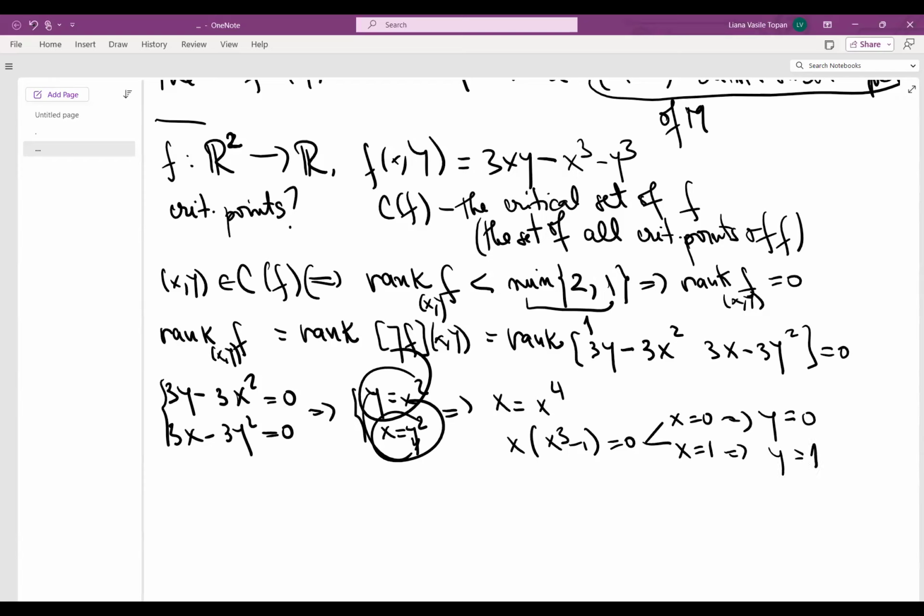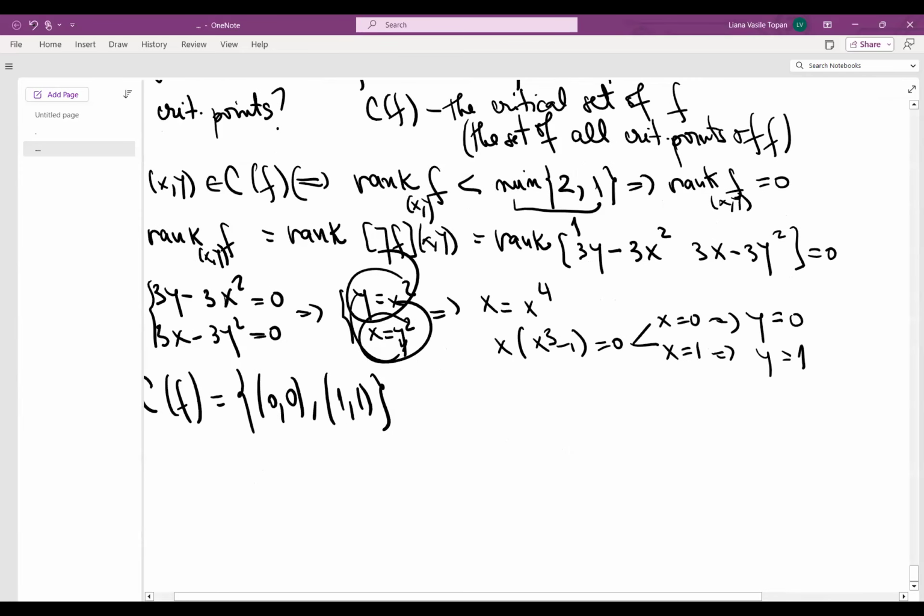So what are the critical points of the function? The first one is (0, 0), and the second one is (1, 1), okay? So these 2 points are the critical points of the function. Every other point with coordinates (x, y) will be a regular point for the function.